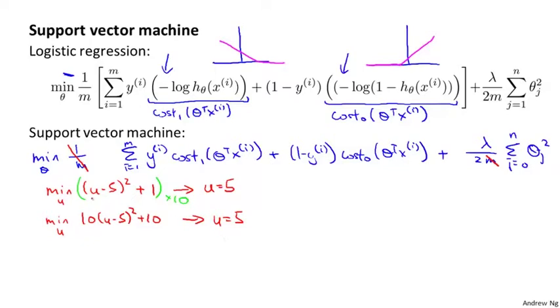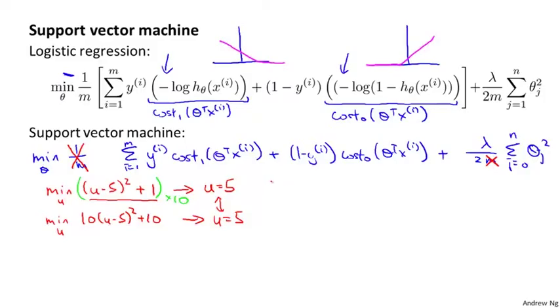So multiplying something that you're minimizing by some constant, 10 in this case, does not change the value of u that minimizes this function. In the same way, what I've done by crossing out this m is just multiplying my objective function by some constant m, and it doesn't change the value of theta that achieves the minimum.